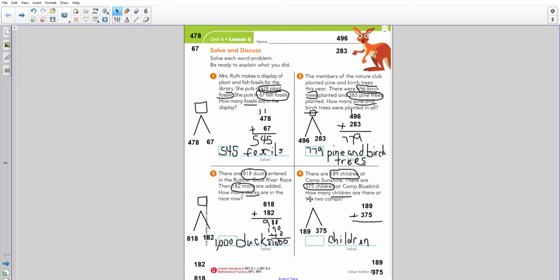Well, boys and girls, I'm going to show you what I did. I'm going to do mine using the new groups above. 9 plus 5 is 14. I have a new 10. 1 plus 8 is 9. 9 plus 7 is 16. I have a new 100. 1 plus 1 is 2. And 2 plus 3 is 5. So I have 564 children. If you need to make any changes and fixes to your answer, please do so before going on.